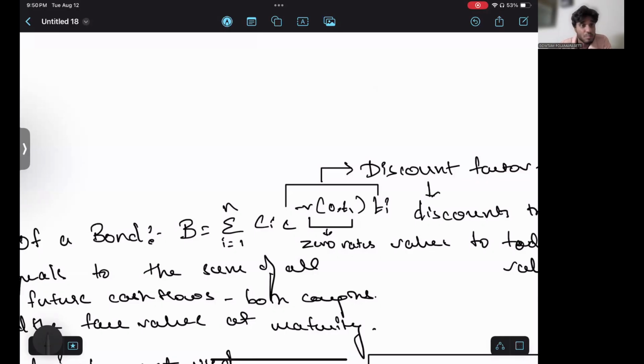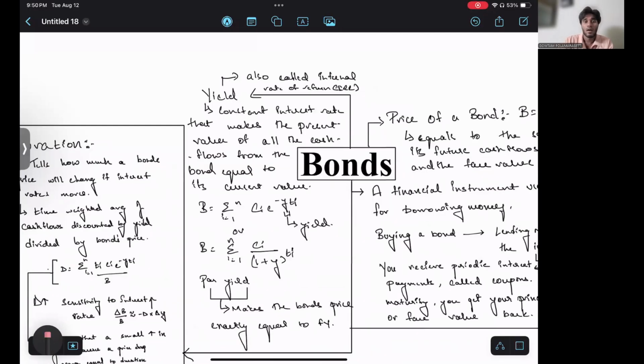Now that we understand what a bond is and how to calculate the bond price at a particular time, let's look into a key parameter called the bond yield. Yield is the most talked about number when it comes to bonds. But what is it? Yield is the single constant interest rate that makes the present value of all cash flows from the bond exactly equal to its current market price.